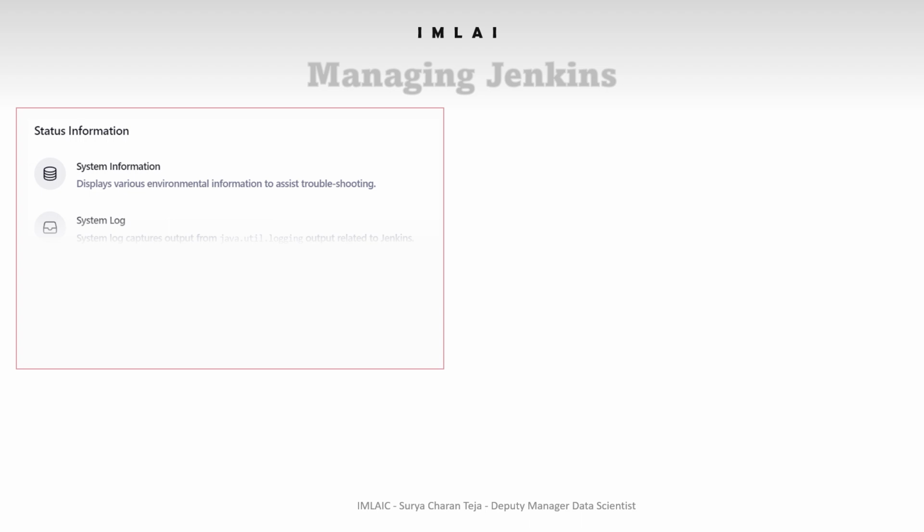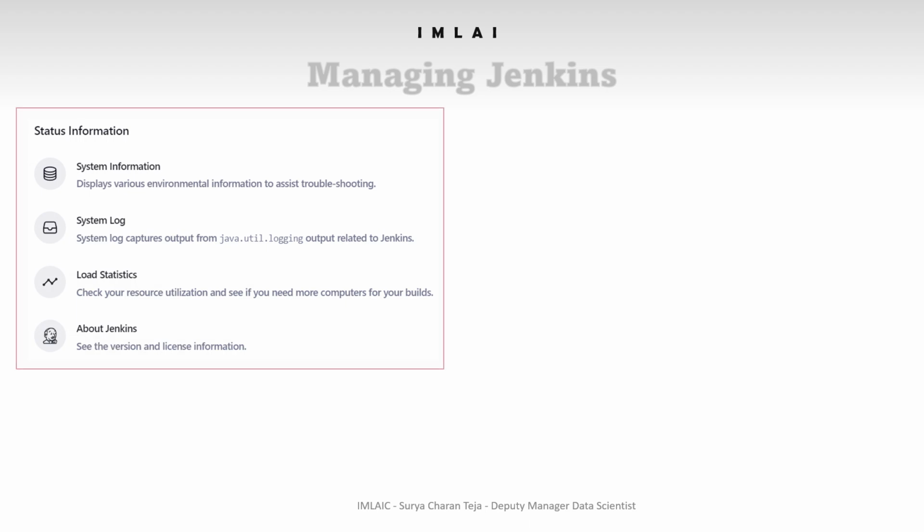Then again, managing Jenkins has a few more sections. The status information section, we have not gone so much into because it's not primarily that important for building pipelines. It would be important if you want to gather more information about your pipelines, your Jenkins, your system log and your load statistics, or your environment variables. All that system information you will get from the status information.